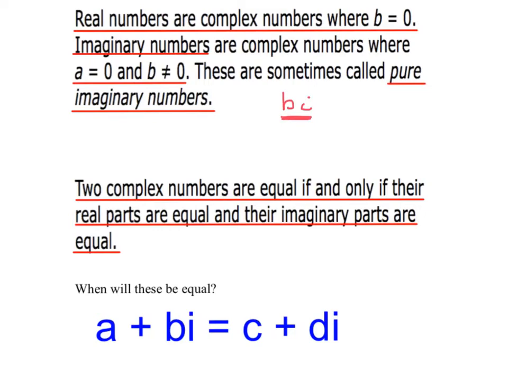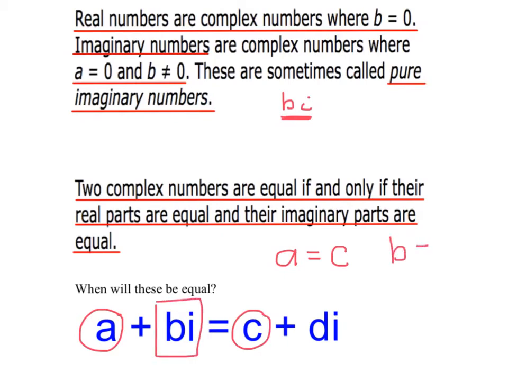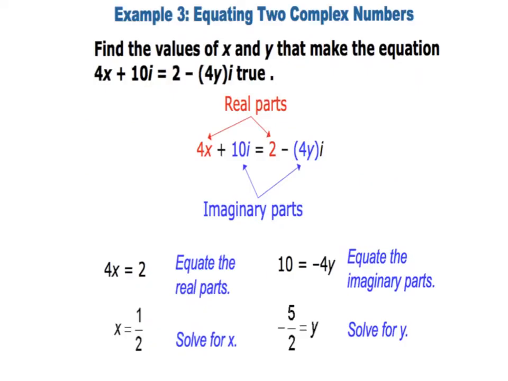Now, let's talk about when two complex numbers are going to be equal. Two complex numbers are equal if and only if this a value is the same as this c value right here, and this b value here is equal to this d value there. So if a is equal to c and b is equal to d, then we say that these two complex numbers are equal. Now, in your homework tonight, you're going to see a few problems like this.